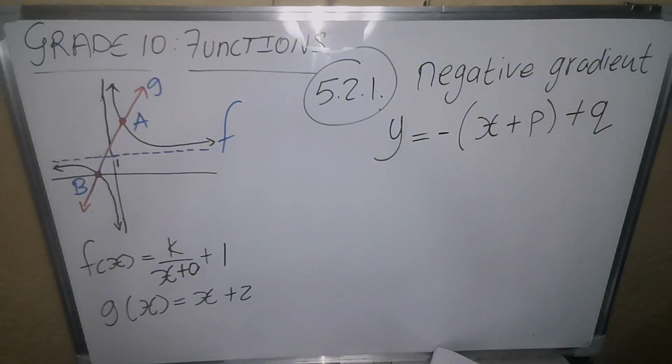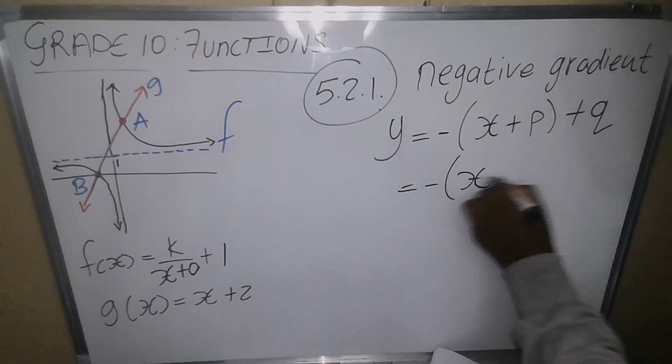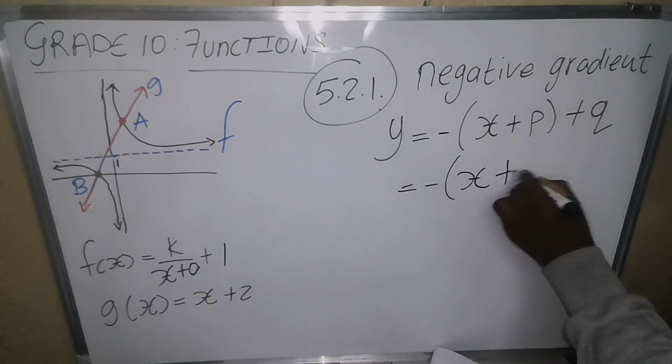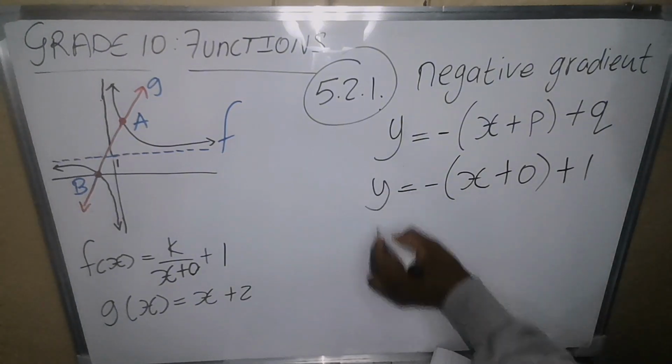Line of symmetry for hyperbola graph only. They will ask you this type of question. Hyperbola, not any other graph. Here, substitute: negative (x plus p). What is the value of p? It is 0. Plus q. What is the value of q? Plus 1. Then you just solve for y.